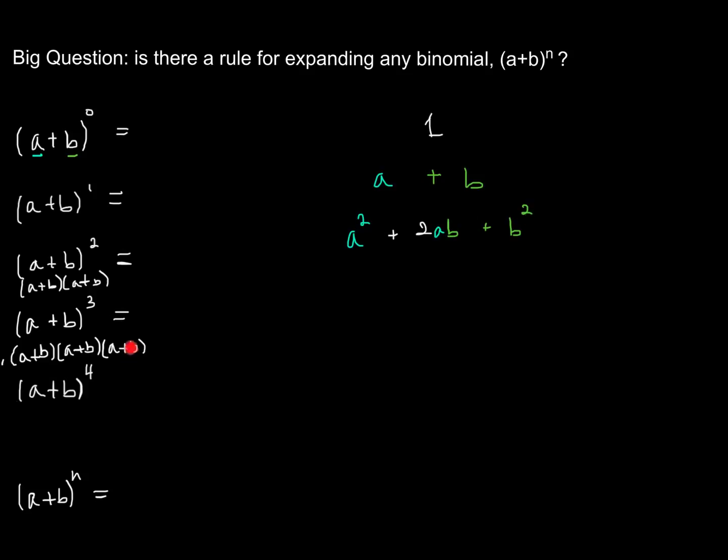And then I'll do b times each of these. I'll have b times a squared. Okay, and I'll have b times 2ab, and that'll give me 2ab squared. Well, notice I had an ab squared already, so I'd now have 3 ab squareds. Then I'll do b times b squared, and I'll get b cubed. So what am I going to end up with? Well, first I'm going to have an a cubed.